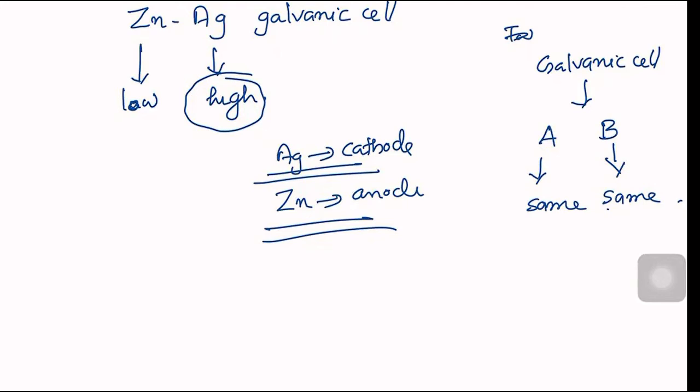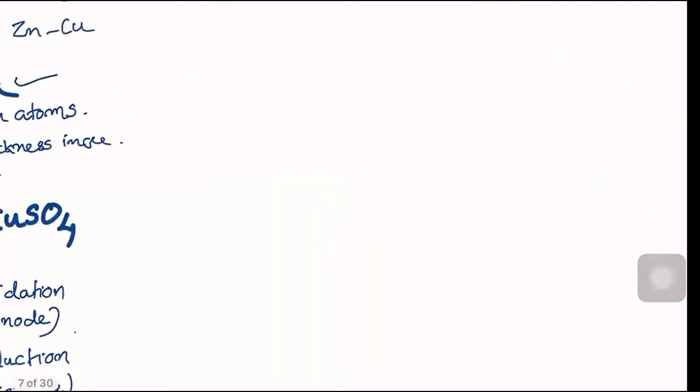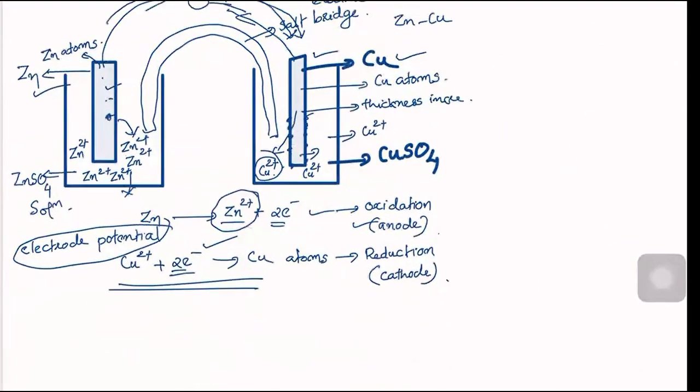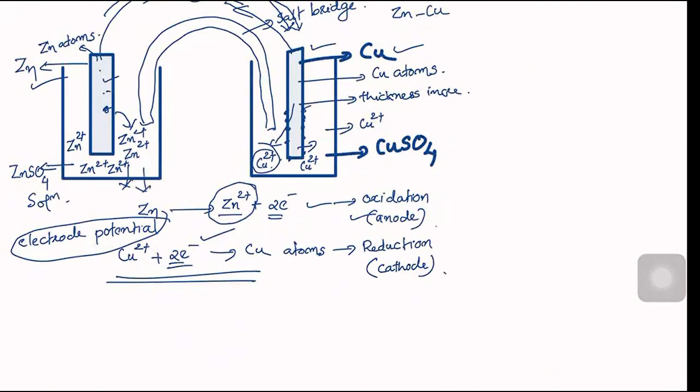So if they are not becoming anode and cathode, then nobody will release electrons, nobody will accept electrons, and there will not be any electric current production. So whenever you are making a galvanic cell, make sure that the half cells show different electrode potentials. The electrode which shows higher electrode potential will act as cathode, and the other electrode which shows lower electrode potential will act as anode.